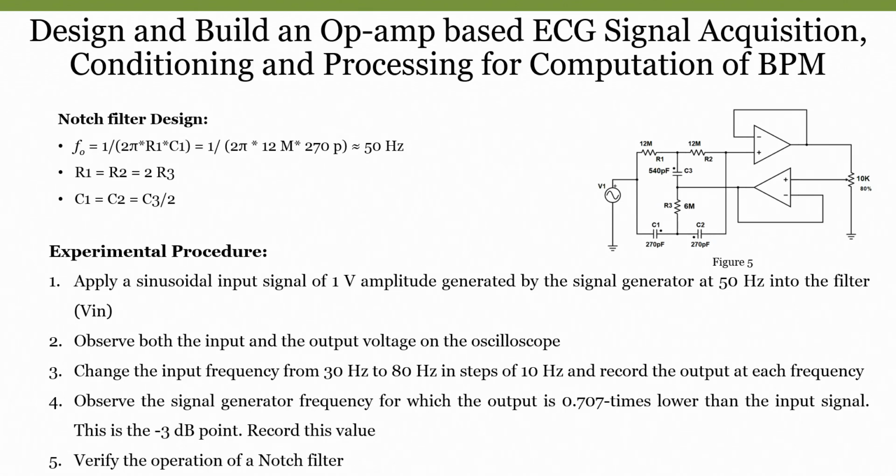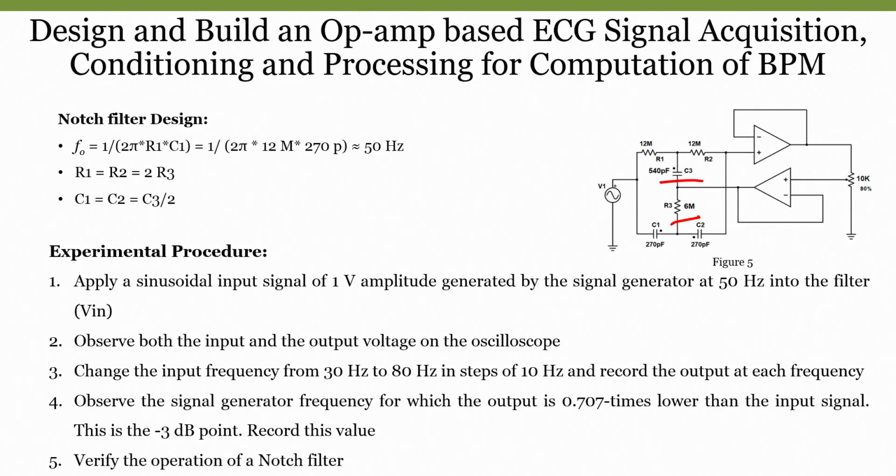As we know the importance of notch filtering in our application, and we also know how to use a passive notch filtering circuit, this is similar to our passive notch filter. We are using two resistors of 12 mega and 12 mega, and capacitors C1 and C2 which are both 270 picofarad, and another resistor of 6 mega and a capacitor of 540 picofarad.